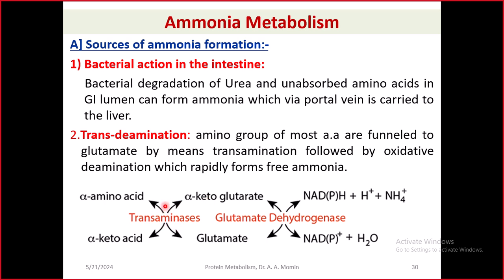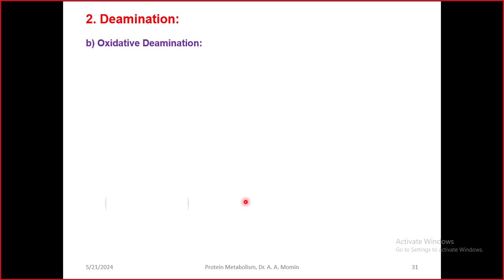So trans-deamination is a coupled reaction, coupling of transamination and deamination. By transamination, a common amino acid, glutamate, is formed, and from glutamate then ammonia is liberated by oxidative deamination. It is oxidative because the reducing equivalent is generated, that's why oxidative, and alpha ketoglutarate is regenerated. So this is one of the sources of ammonia.